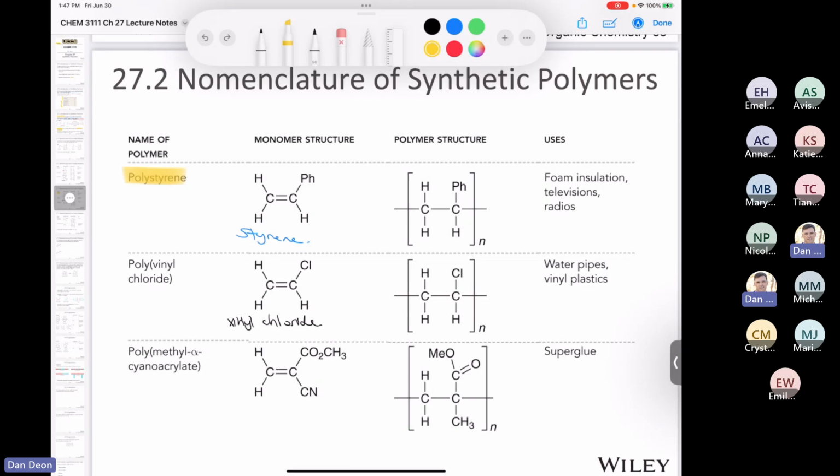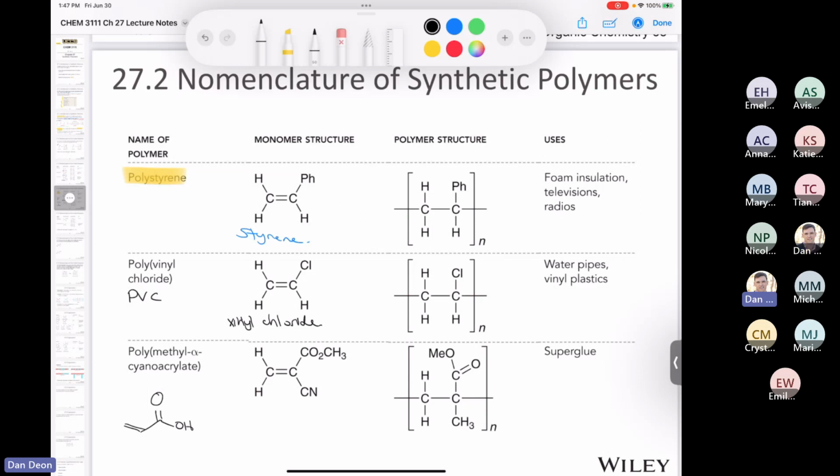From that, you make polyvinyl chloride, which you probably recognize as PVC, which is, of course, used in water pipes. The next one has a long name, so let me show you a couple of things here. This molecule is called alpha methyl cyanoacrylate. So if you have this compound here, this compound would be called acrylic acid, is the common name.